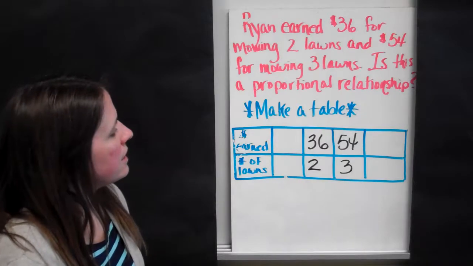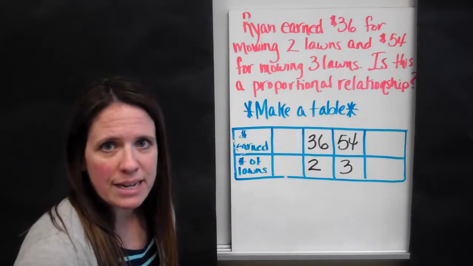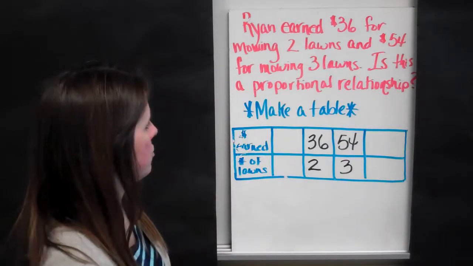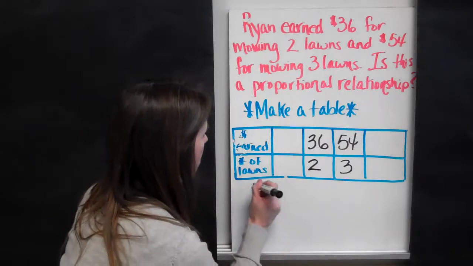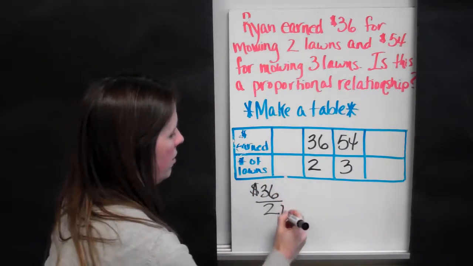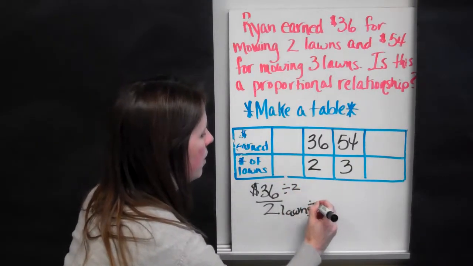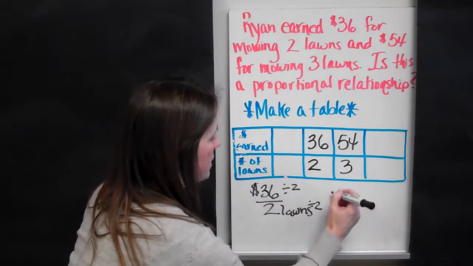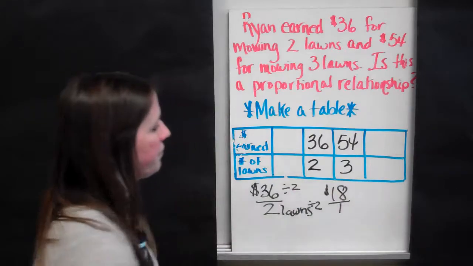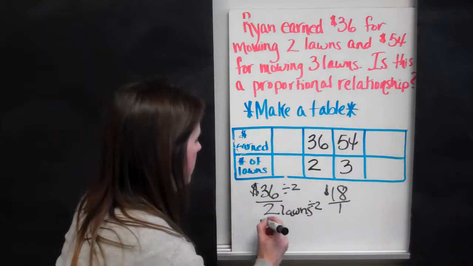So we're looking to see if this is proportional. What's going to help us do that is to find the unit rate and see if the unit rates are equivalent. Are they equivalent rates or equivalent ratios? So $36 for 2 lawns. And remember, we use our units. We're going to divide by 2. That's going to be $18 for 1 lawn. We're going to do the same thing for $54 and 3 lawns.